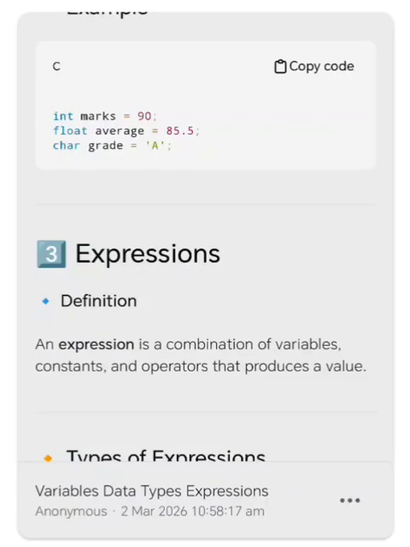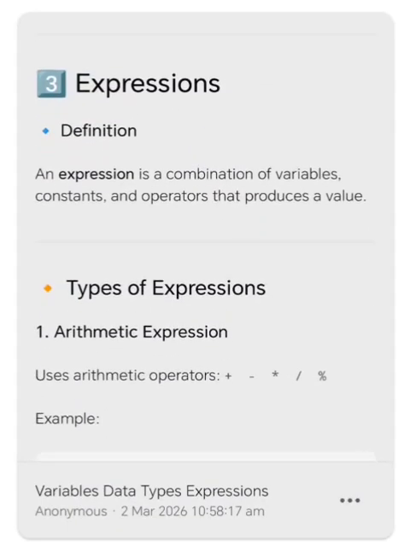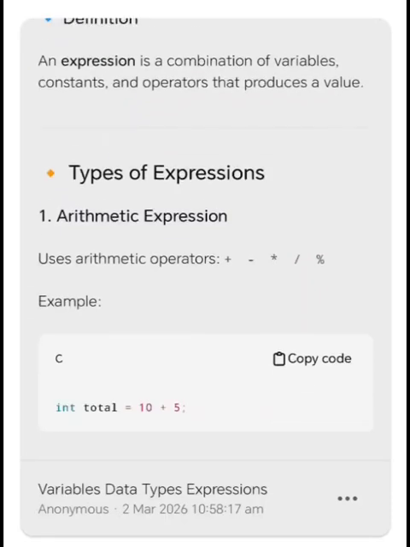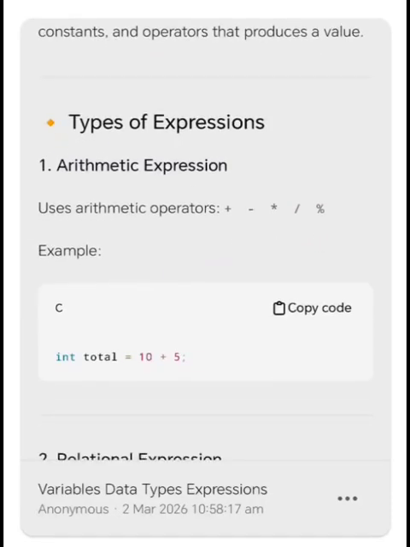Next is expressions. An expression is the combination of variables, constants, and operators that produces a value. Here you can see the types of expressions. The first one is the arithmetic expression. You perform arithmetic operations using operators, for example addition, subtraction, multiplication, division, and modular division.